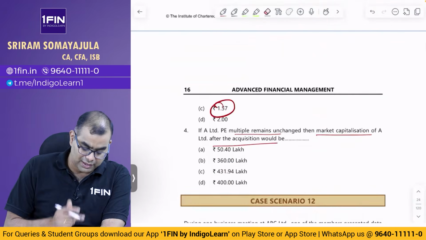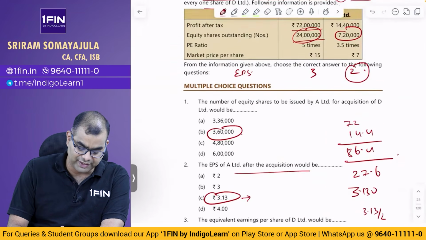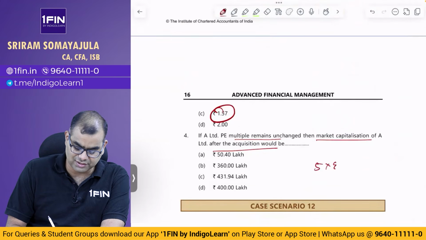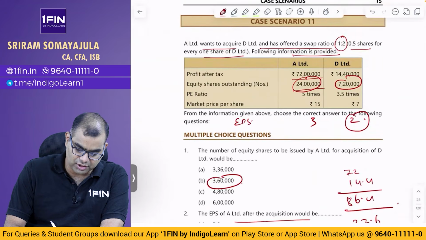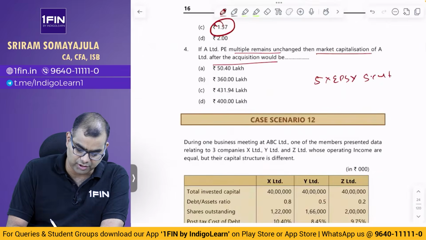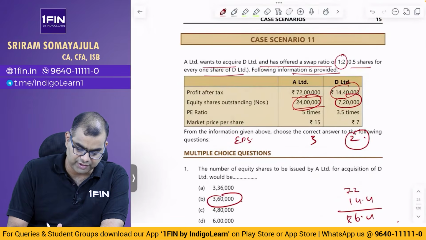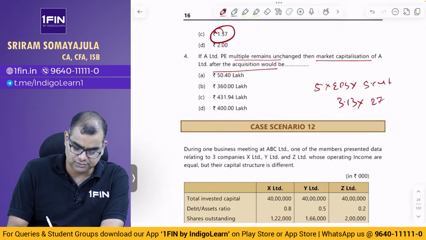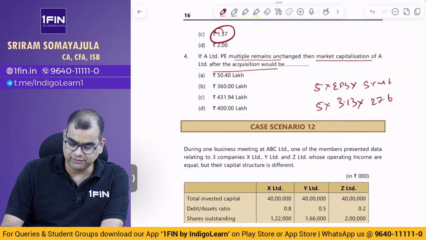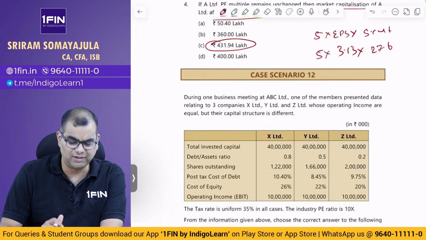So what is this question? If A Limited PE multiple remains unchanged, what is the PE multiple here? PE multiple is 5 times. So 5 into EPS into share count. What is EPS? Revised EPS. Where did we get revised EPS? After acquisition, 3.13. So into 3.13 into share count. Where do we get the share count here? We had 3.6 plus 24, 27.6. 5 into 3.13 into 27.6 is 431.94. This is the answer. Okay, very simple one, nothing complicated.